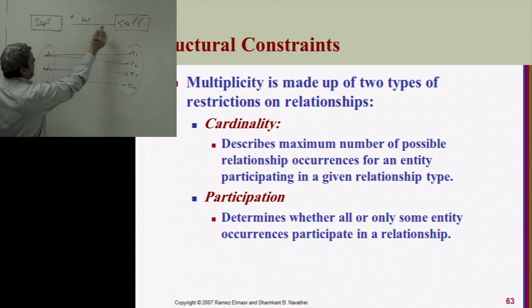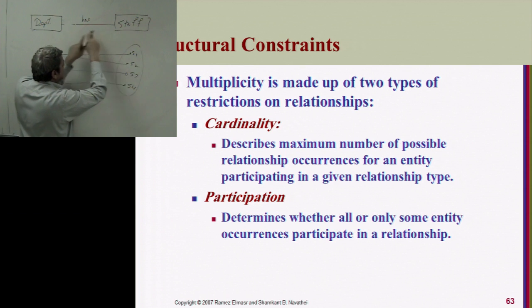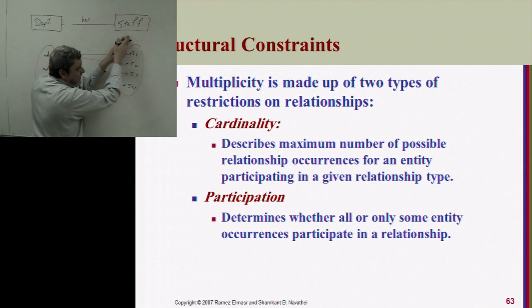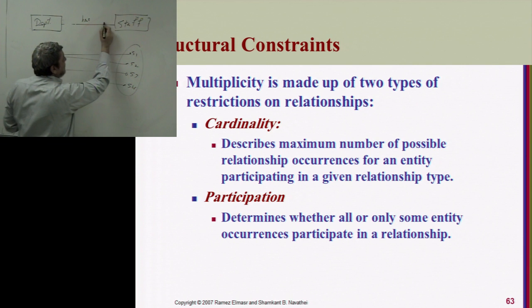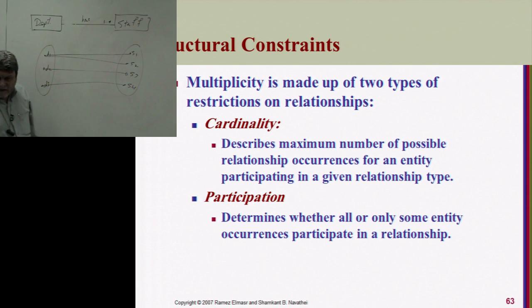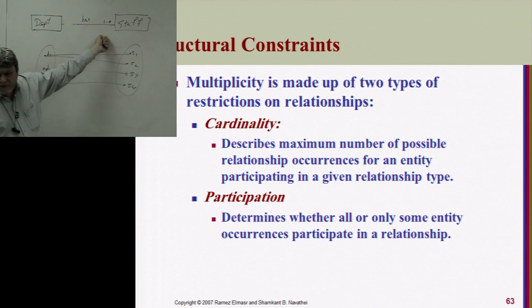I'm sorry, I'm writing here. Each department has how many staff? So we read it this way. Each department having how many staff? So it says from 1 to star. Has at least 1 employee up to many. So this is the minimum, this is the maximum. This is the participation, this is the cardinality.